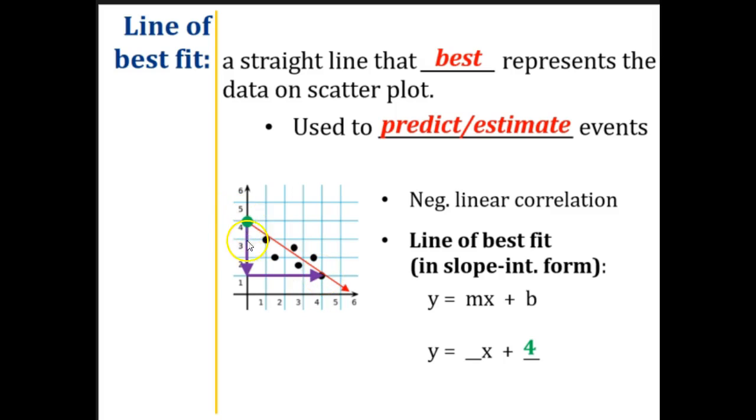So we're going to look for our slope-intercept. So we went down how many? 3. And right how many? So my 3 is going to be positive or negative? So my slope is going to be negative 3 over 4. And that's how we find the equation using our line of best fit.